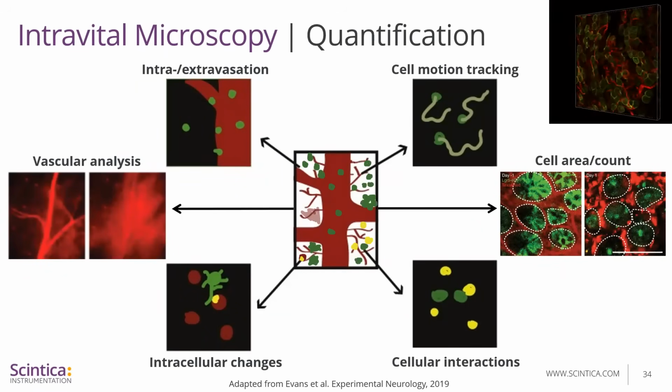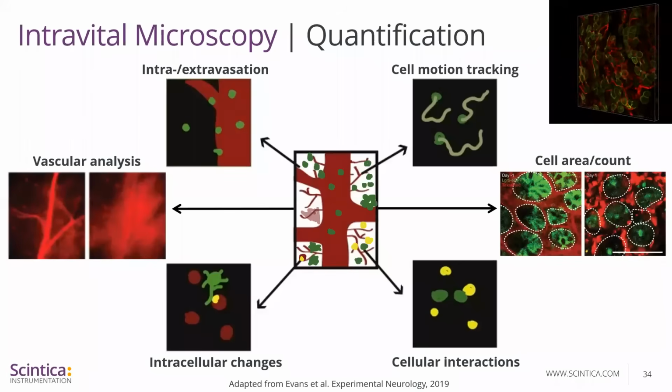So now that you have your acquired and pre-processed images, you can go and quantify these using commercially available software such as Imaris, or freeware such as ImageJ and Fiji, or software that comes with the microscope. The quantification can be done either in two-dimensional images or in three-dimensional images if you acquired them as such. The analysis ranges from cell motion tracking, where you can look at speed, acceleration, and track length for single cells.